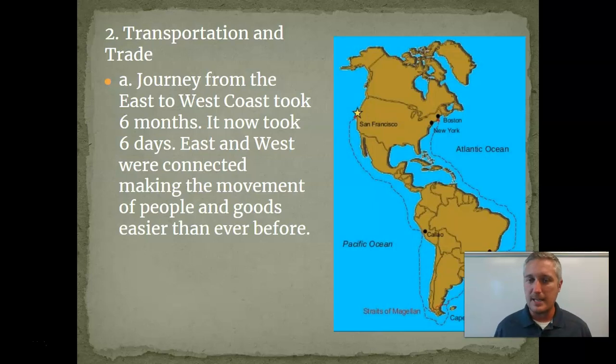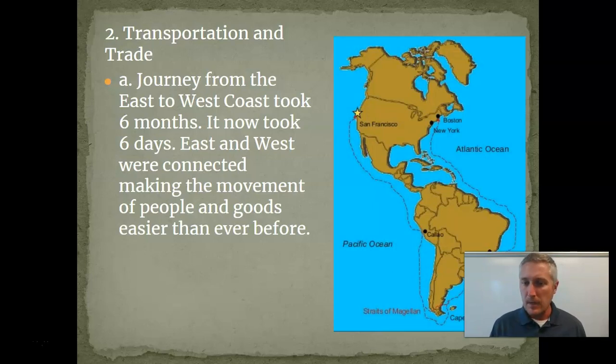You just think about the impacts that's going to have on trade and the ability to do business, and not only that, but opening up the country for immigration within the nation. We're going to have people moving out west. This does help settle the West. One reason the government was interested in getting those contracts in place. So we have more movement of people than ever before, and that's a good thing.